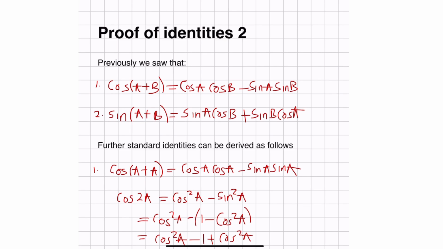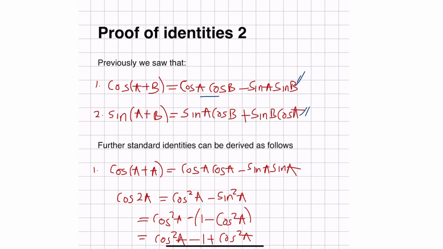Remember previously, on the double angle formula identities, we agreed that cos of A plus B is equal to cos of A cos B minus sine of A sine of B. Then also that sine of A plus B is equal to sine of A cos B plus sine of B cos of A. So this one we have agreed before.